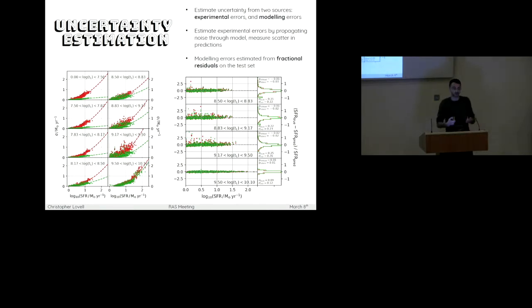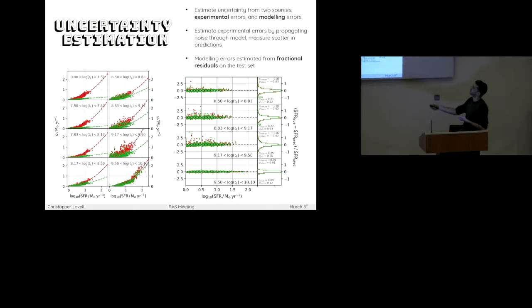So we also wanted to try and estimate the errors on our estimates. We haven't heard that much about that today, I guess because we haven't heard much about regression problems, but we wanted to give some estimate of what that error would be. So we produce an error that's a combination of what we call experimental errors, from the noise in the spectra, and the modeling error, the residual in the test set.